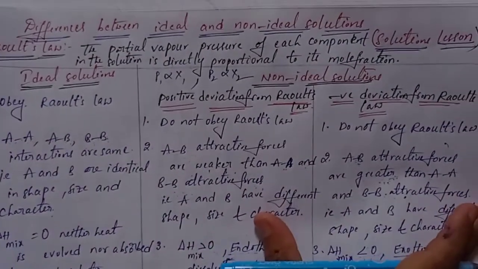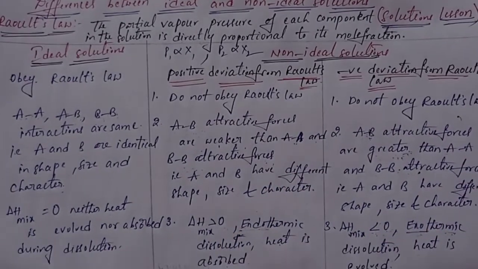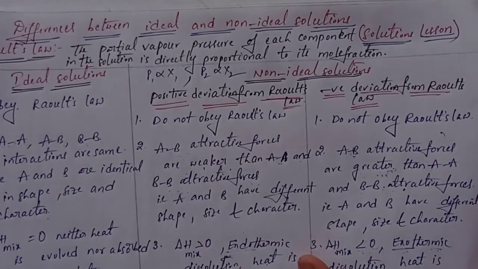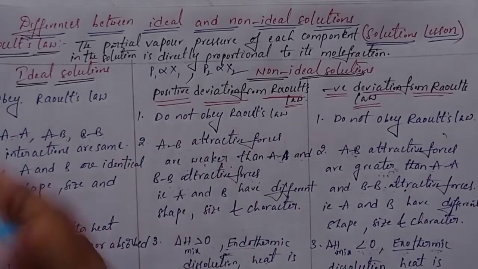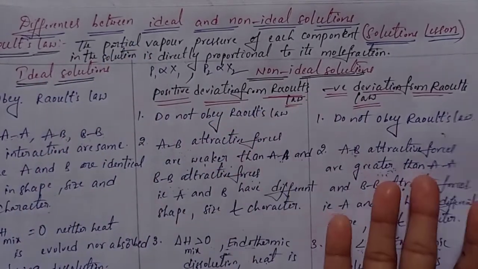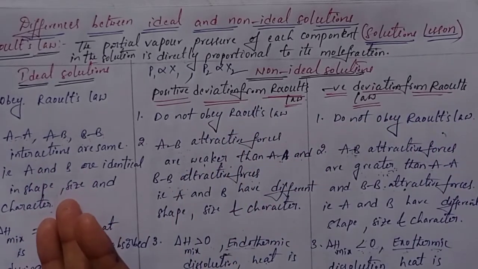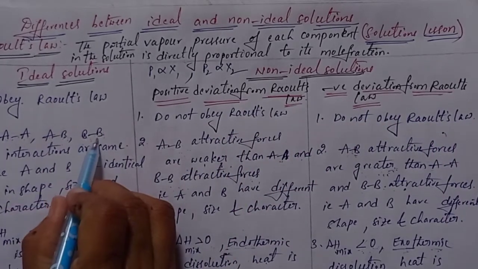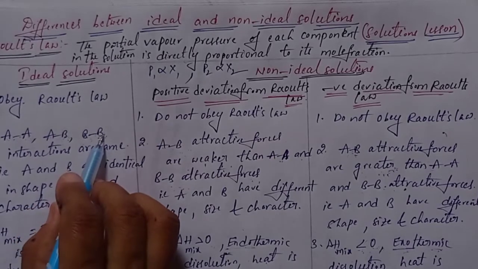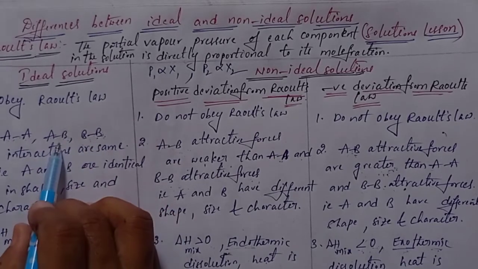Clear this, students? Here we discussed ideal solutions, and the difference between ideal and non-ideal solutions. First of all, we discussed Raoult's law, correct? After that, ideal solutions, non-ideal solutions, differences. Ideal solutions obey Raoult's law, non-ideal solutions do not. Here attractive forces are the same between the two. Suppose A component, B component: between A and A, between B and B, and between the two different components.